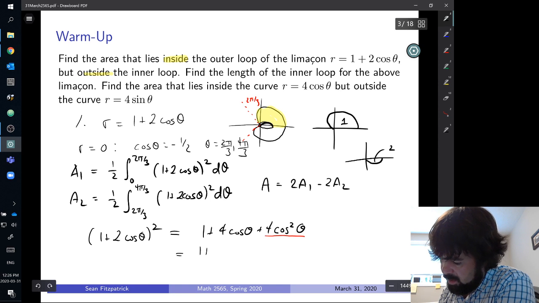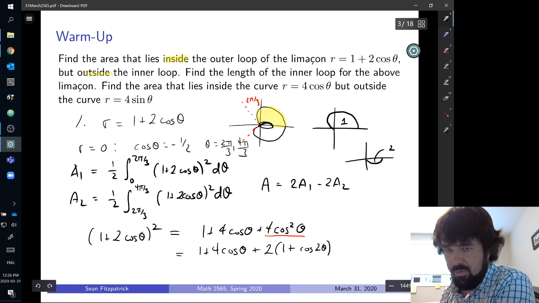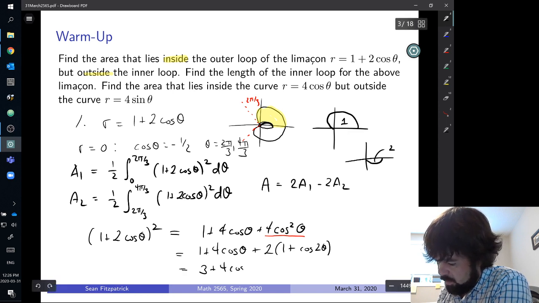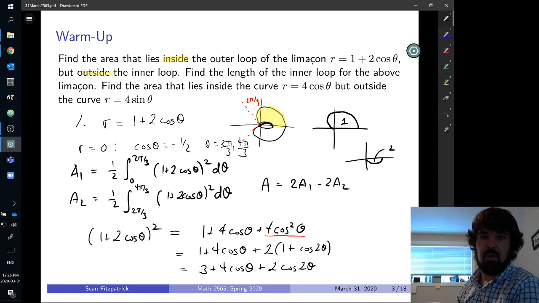So this becomes 1 plus 4 cos theta, and then cos squared is 1 plus cos 2 theta over 2. 4 over 2 leaves you with a 2, right? So you get 3 plus 4 cos theta plus 2 cos 2 theta. So be careful that you're expanding that correctly when you're doing these area calculations, and then you should be okay.